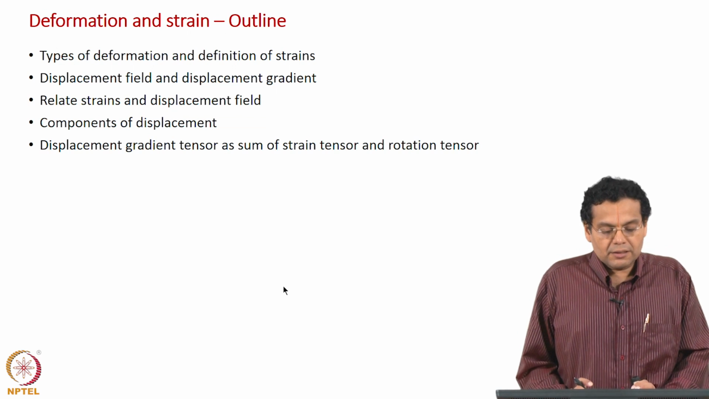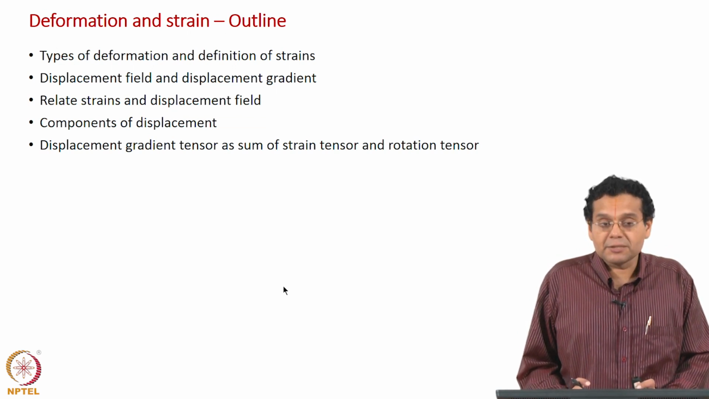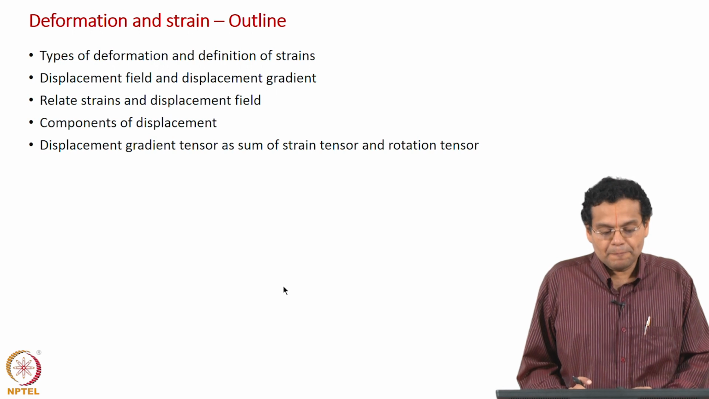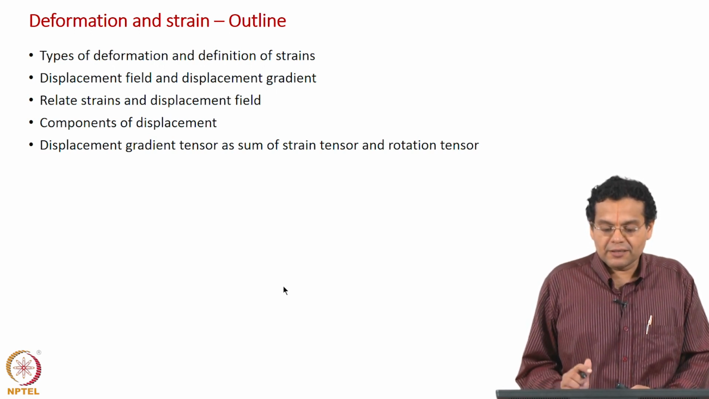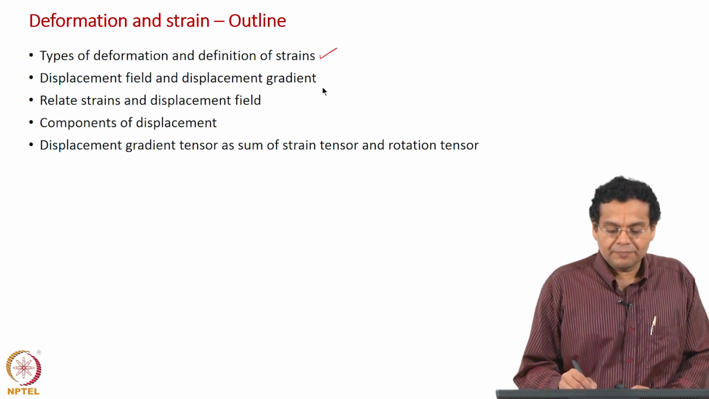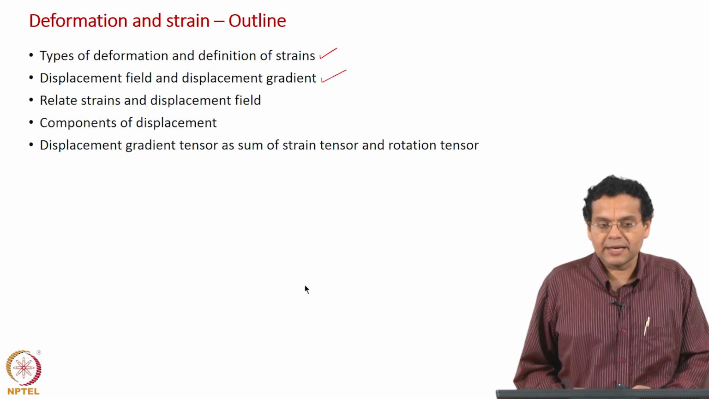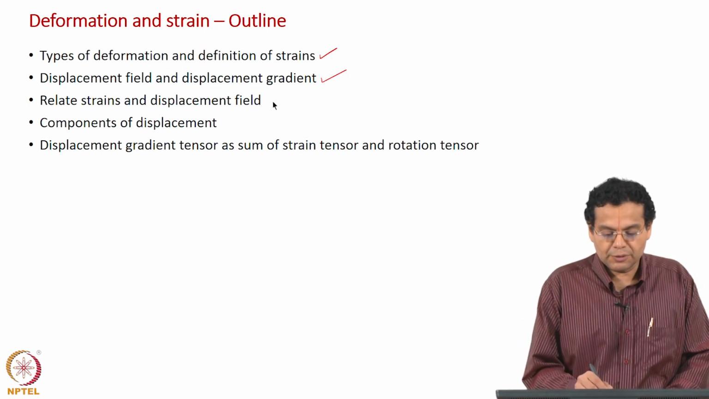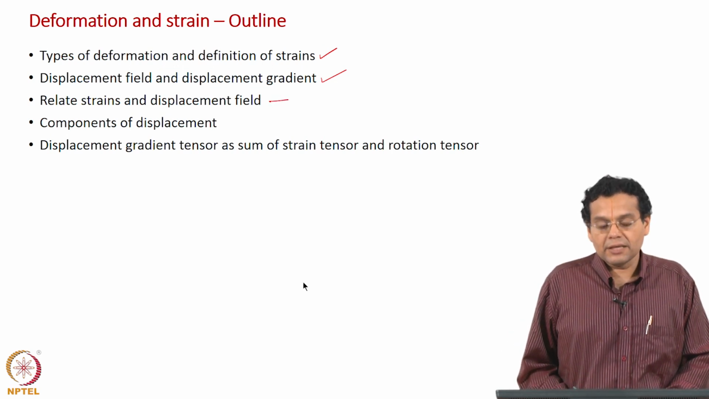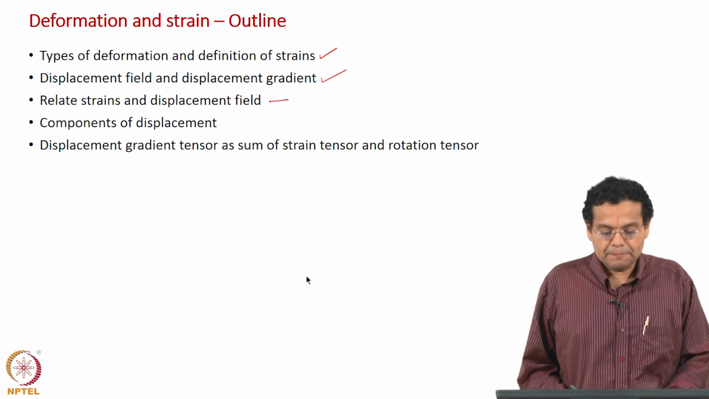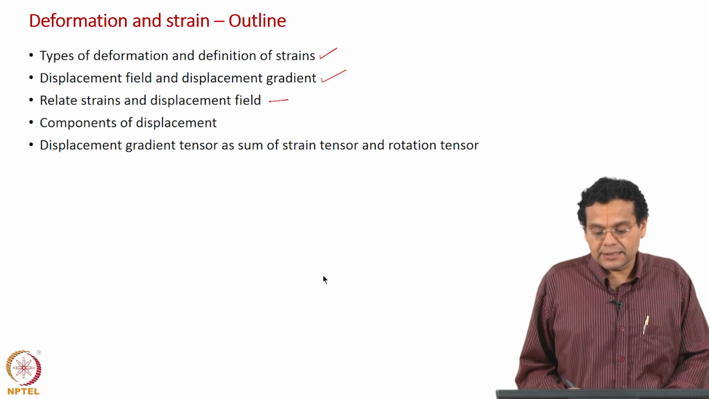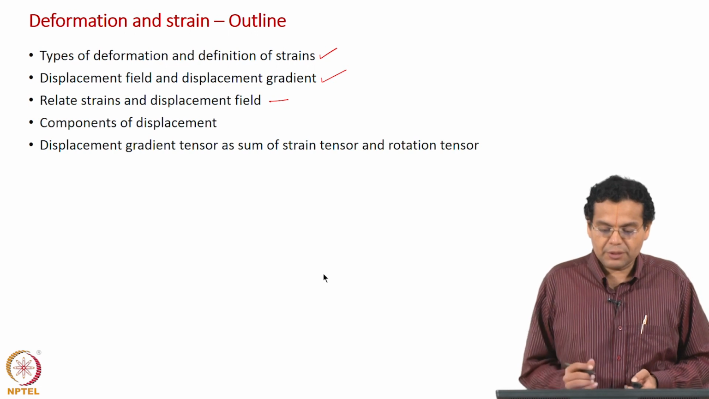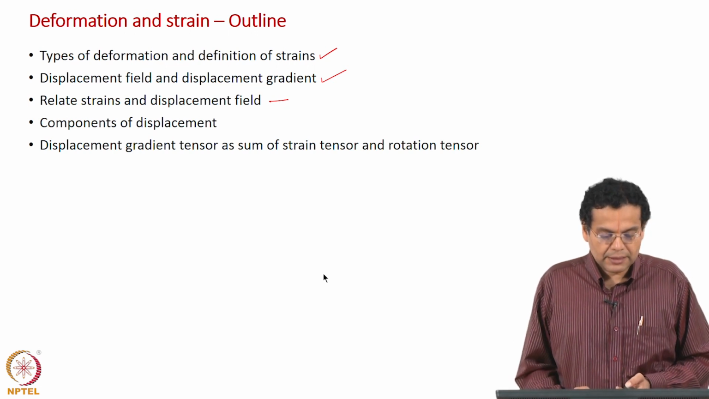Second concept is on displacement field and displacement gradient. Then we relate strains and displacement field. We define strain here, we discuss displacement field and displacement gradient, so we relate both of them, and that is what we do here. And then we look at components of displacement, and then finally we split the displacement gradient tensor as sum of strain tensor and rotation tensor. A lot of terminologies we will understand very clearly as we go along.